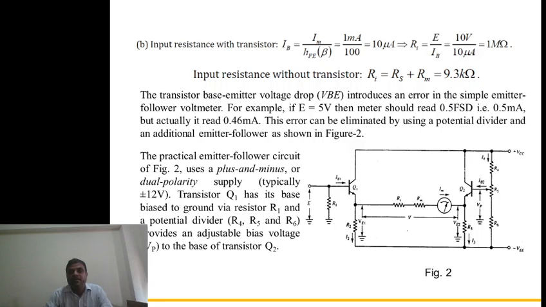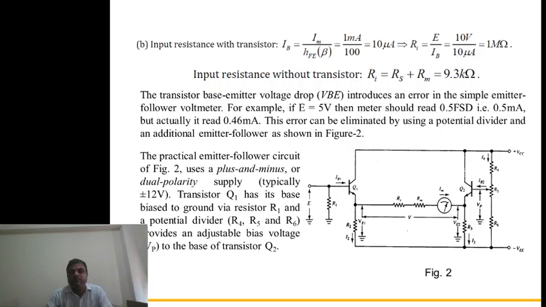So it means input resistance without the transistor is equal to 9.3 kilo ohm, and with the transistor it becomes 1 mega ohm. See the transformation from 9.3 kilo ohm to 1 mega ohm. It means sufficiently high input impedance is achieved with the help of the emitter follower circuit. But this transistor based emitter follower introduces an error in a simple circuit follower. For example, this particular circuit has the advantage, but there is some disadvantage. So we discuss this disadvantage.